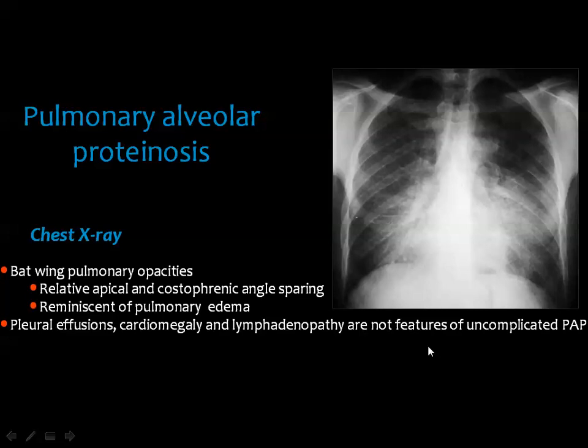Then the chest X-ray may show a pattern which is similar to cardiogenic edema, but the heart is not enlarged. The opacities are more or less the same. They are usually basal, near the central part of the lung, and the air bronchogram is not evident. In this particular disease, pleural effusions are not seen, cardiomegaly is not seen, and lymphadenopathy is not seen.